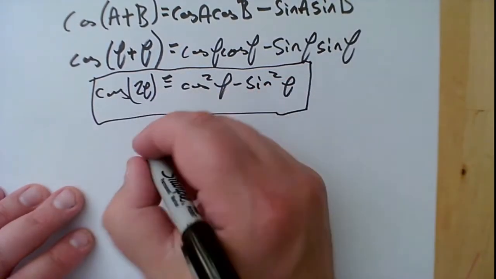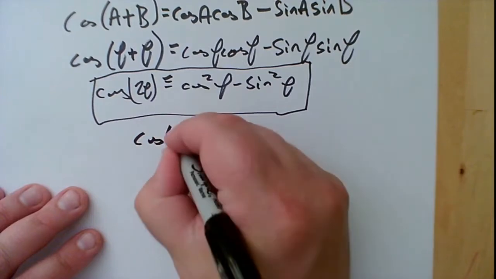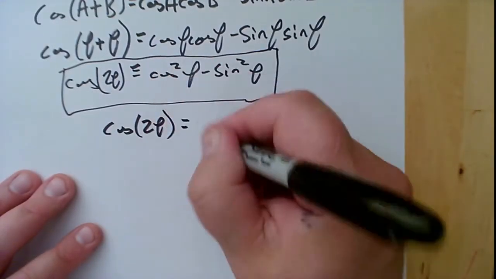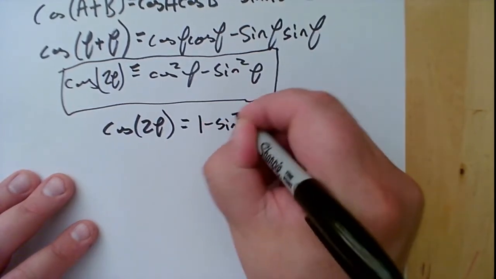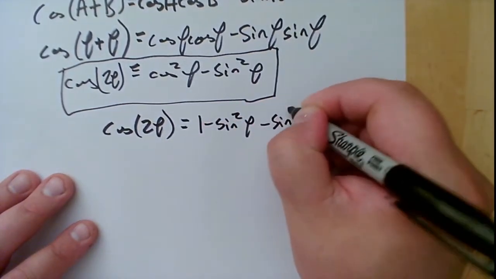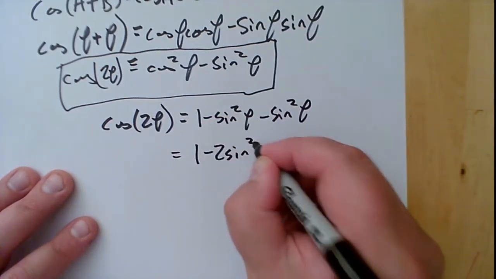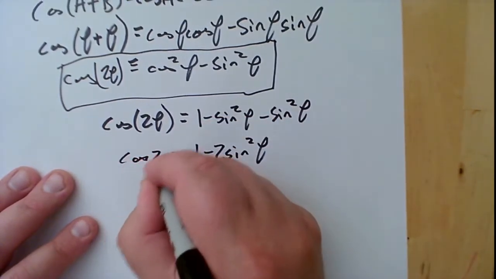And in fact, there's a couple of different versions of it, because you've got a nice little identity, which is that cos squared theta is 1 minus sine squared theta. So you can write it as 1 minus sine squared theta minus sine squared theta, which is another way of writing it. In other words, 1 minus 2 sine squared theta would be another way of saying cos 2 theta.